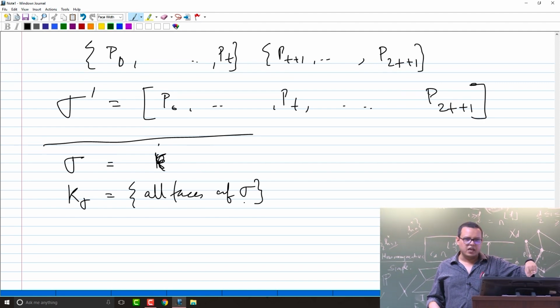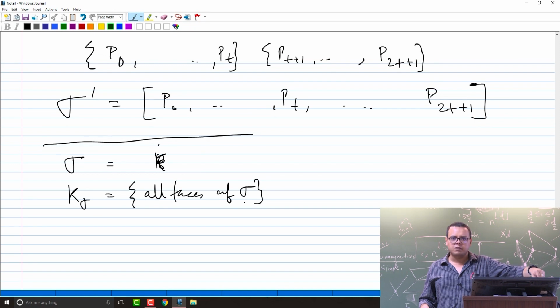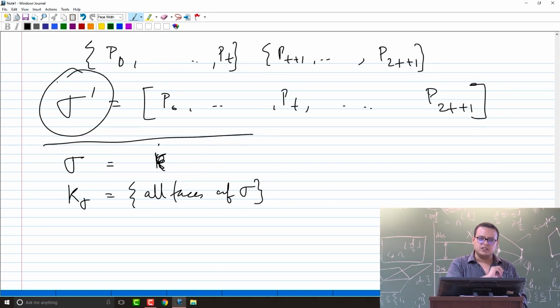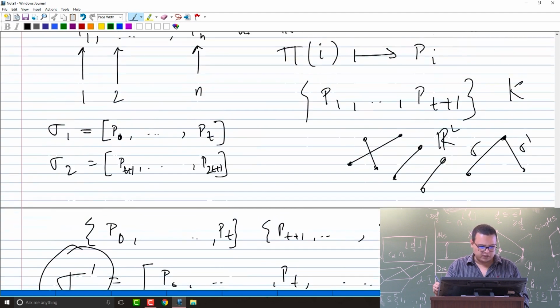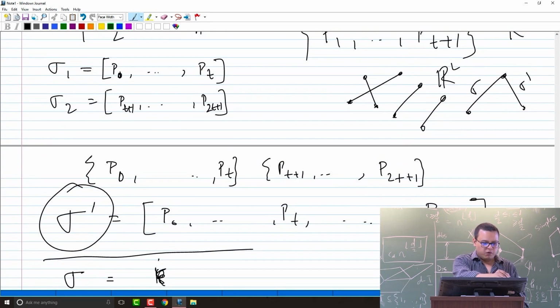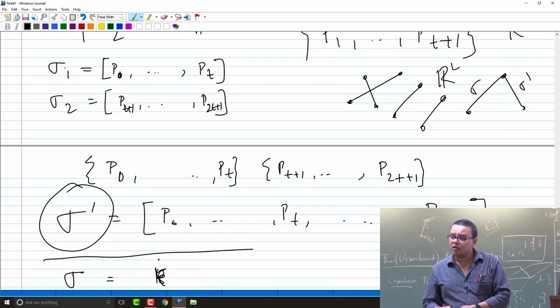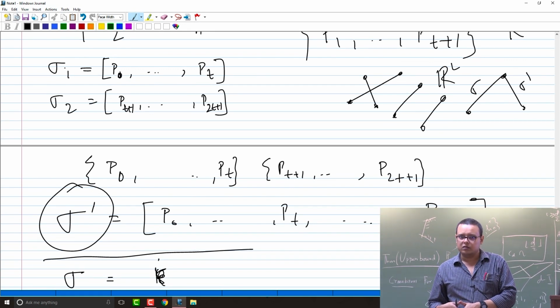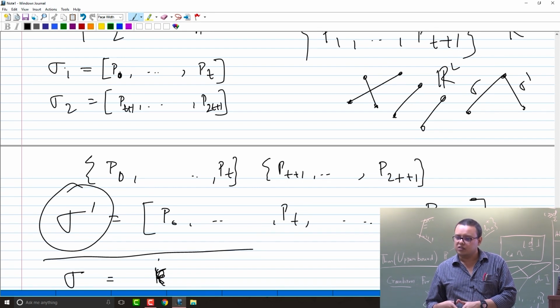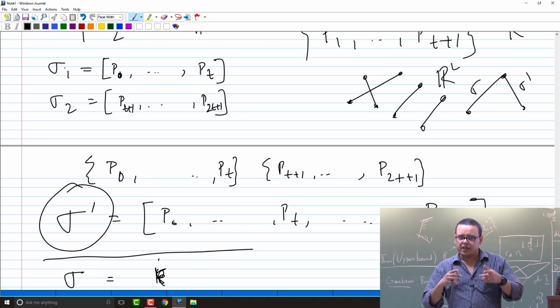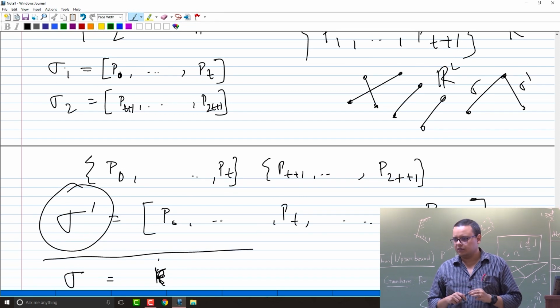That means sigma 1 and sigma 2 are faces of sigma prime. What is sigma 1, sigma 2? Let us see, sigma 1 and sigma 2 are faces of sigma prime. So that means either they are intersecting on a subface or disjoint. So sigma 1 and sigma 2 are not intersecting in the interior. So we get a valid geometric representation.